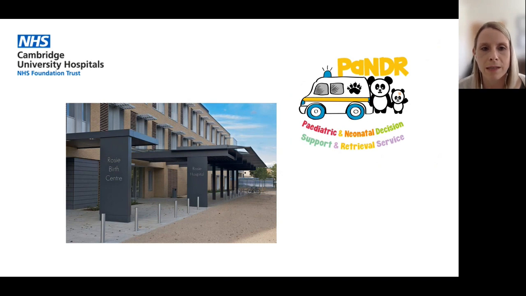So this is where I work. It's the Rosie Hospital in Cambridge, and this is the Panda transfer team logo. And haemolytic disease of the newborn is relevant in both of these situations. So we often look after babies with haemolytic disease of the newborn in our tertiary NICU in Cambridge. And sometimes we'll need to transfer babies from smaller local neonatal units to tertiary centres like Cambridge for treatment of haemolytic disease of the newborn.